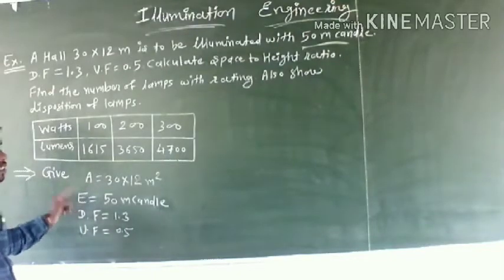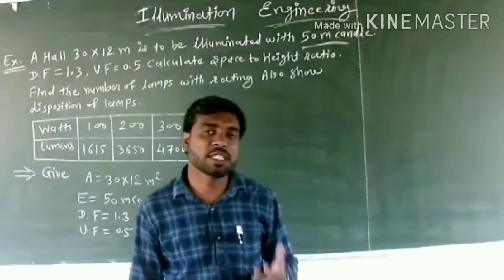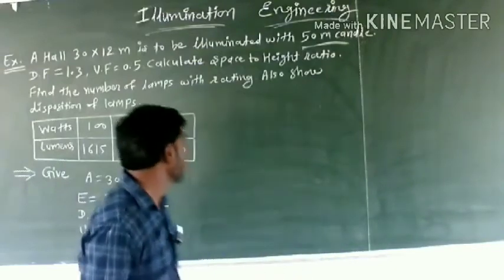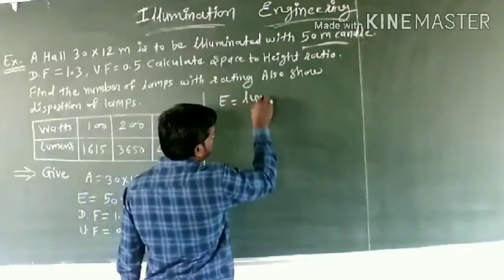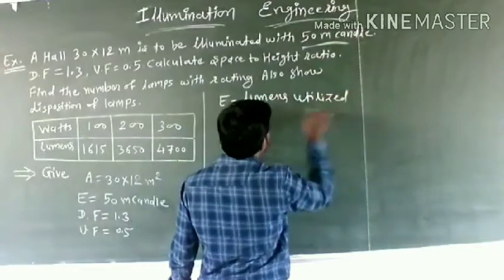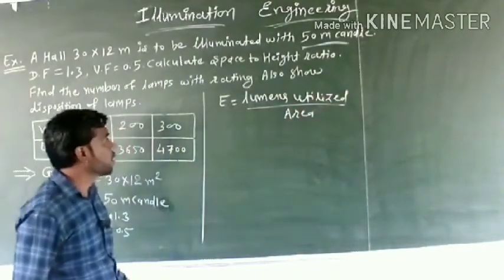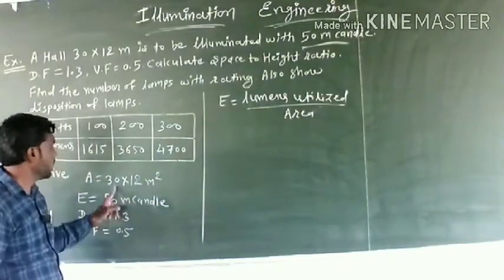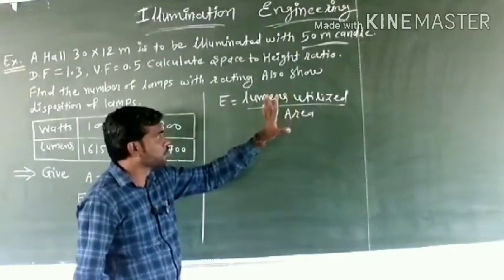Now here illumination is given and we know the formula of illumination. That means illumination E is equal to lumens utilized upon area. So here is the formula. But in this numerical, illumination is given and area is given, and from these two values we can easily calculate the value of lumens utilized.